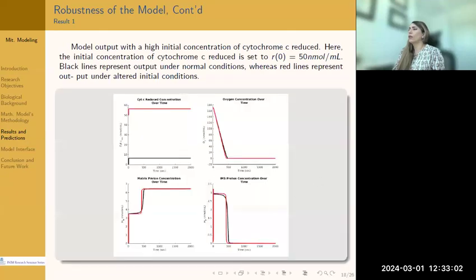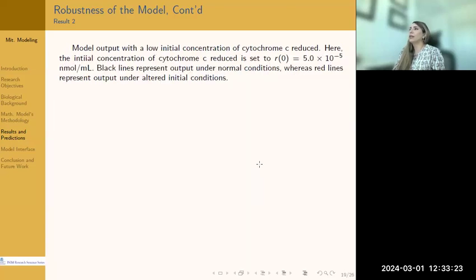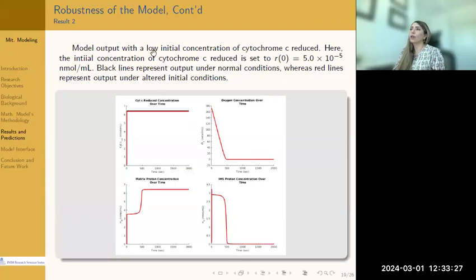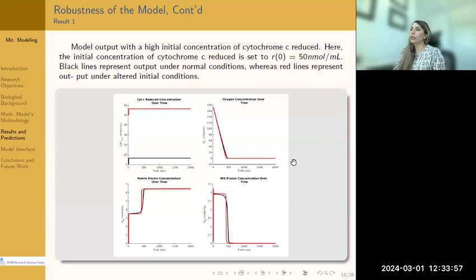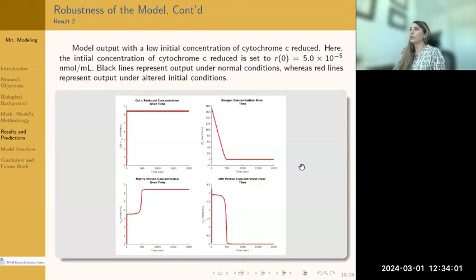So as you can see in this figure, altered initial conditions are represented by high and low concentration values, offering a comparative analysis of the model's output under different scenarios. In this scenario, we have considered model output with a high initial concentration. In the next figure, you see the results for a low initial concentration of cytochrome C. Despite alterations in initial conditions, the model consistently predicts mitochondrial functioning, demonstrating its ability to simulate complex biological phenomena under diverse circumstances. I want to emphasize again, this was the model with a high initial concentration, and this is the result for low initial concentration.